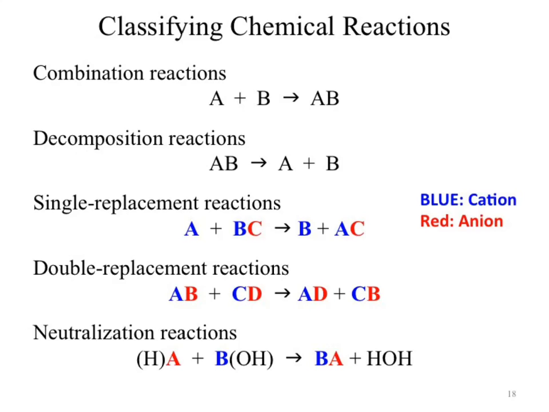Okay? Double replacement reactions. What's happening in the double replacement? What does A end up with at the end? D. So A replaced C. Where did C end up? With B. So C replaced A. We have two replacements, hence double replacement. Last one, neutralization reactions. Take a real close look at the neutralizations. Can the neutralizations be classified as something else?